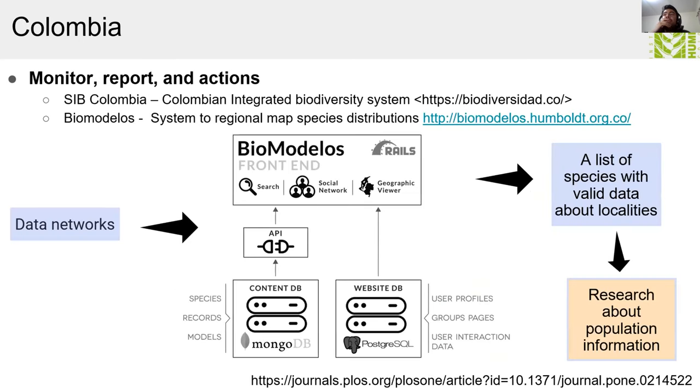The Biodiversity Colombia data network is a system of monitoring, reporting, and actions in which organizations upload their data and taxonomic experts review and validate the information. This is done with the main idea of generating species distribution models, but it also allows for high quality population data. So we use this validated data as a first step to research species population information.